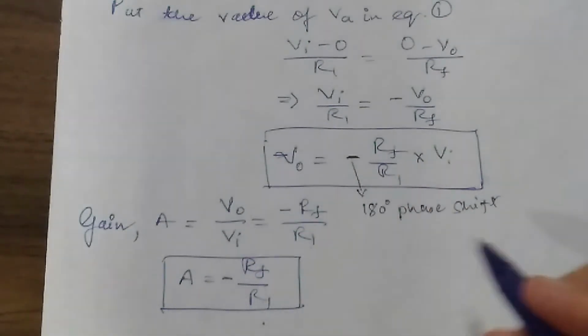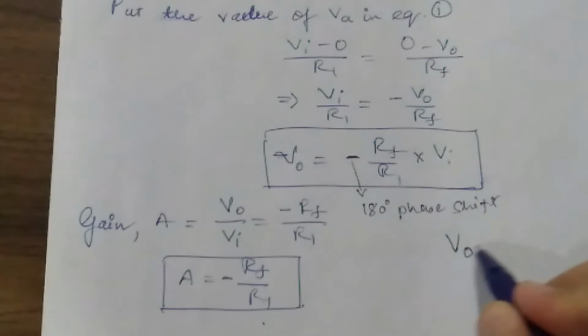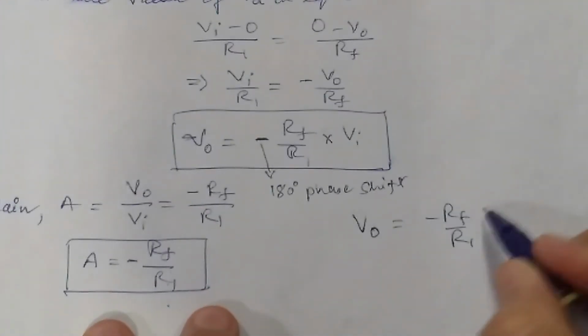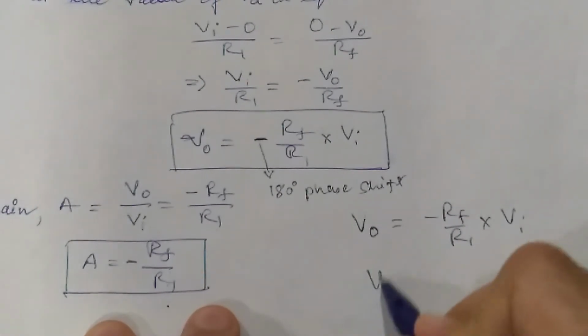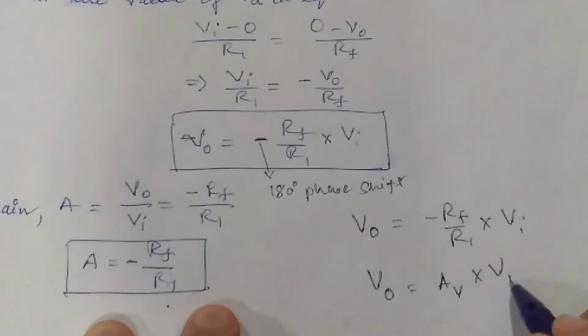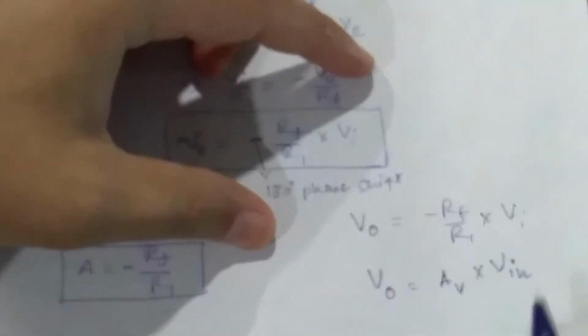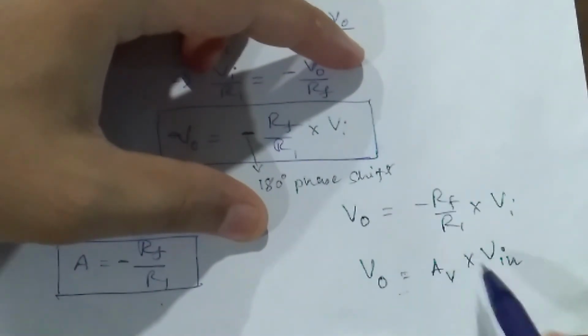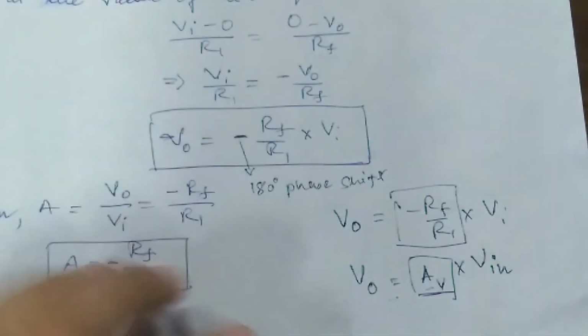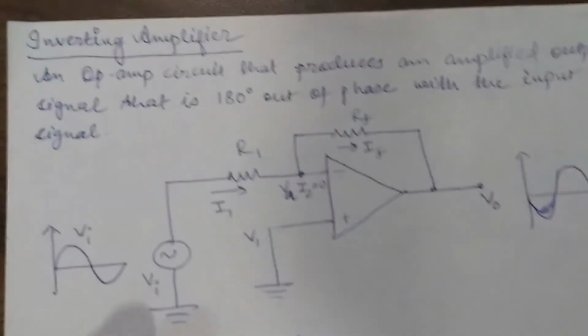How can we get this? It is simple: minus RF upon R1 into VI is compared with the output equation of the simple operational amplifier voltage amplifier. So it can be considered that AV is nothing but minus RF by R1. So that's all for the inverting amplifier.